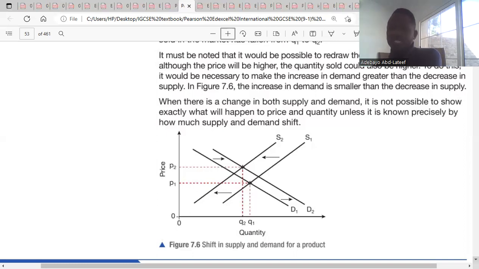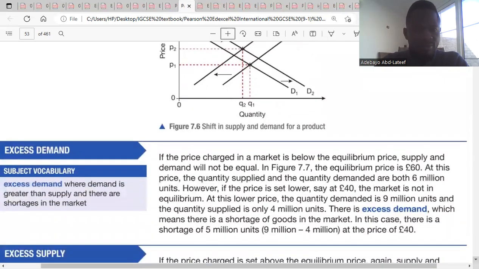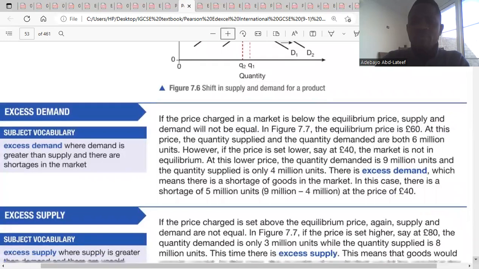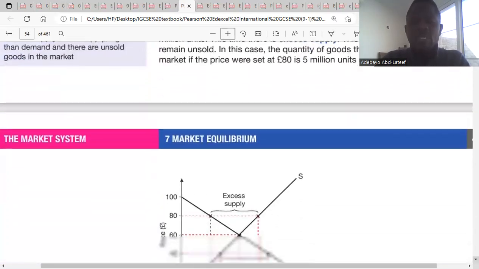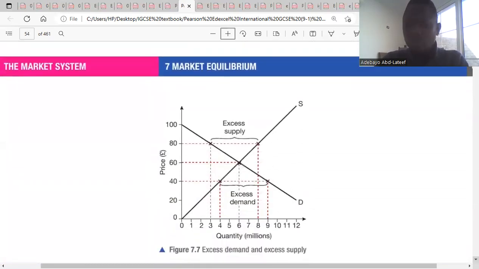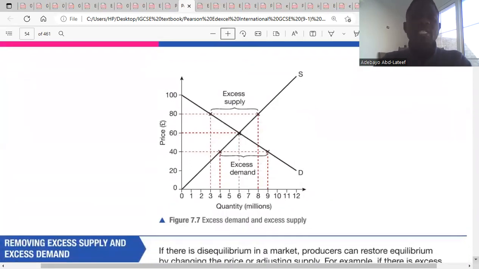So we'll go to excess demand. When we talk about excess demand, I'm going to use the graph to explain it. Scroll down, there's a graph there for excess demand. Are you there? Excess demand basically means that the price of a product has been reduced below the equilibrium price. So we have excess demand when prices fall below the equilibrium price. The equilibrium price is the price of agreement between the quantity demanded and the quantity supplied.